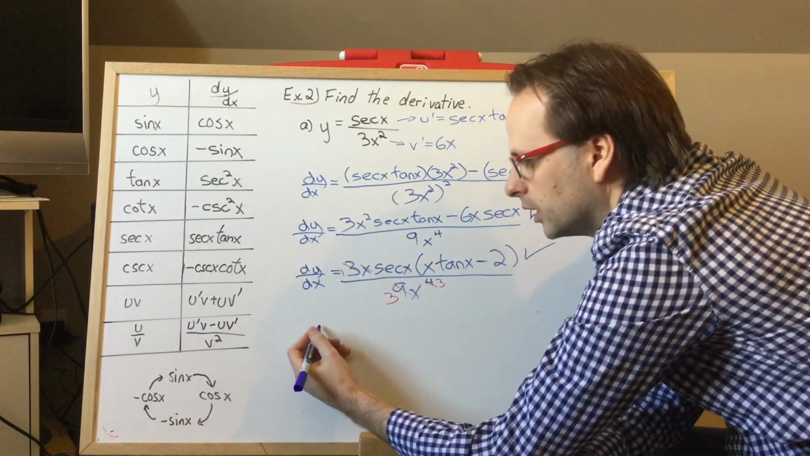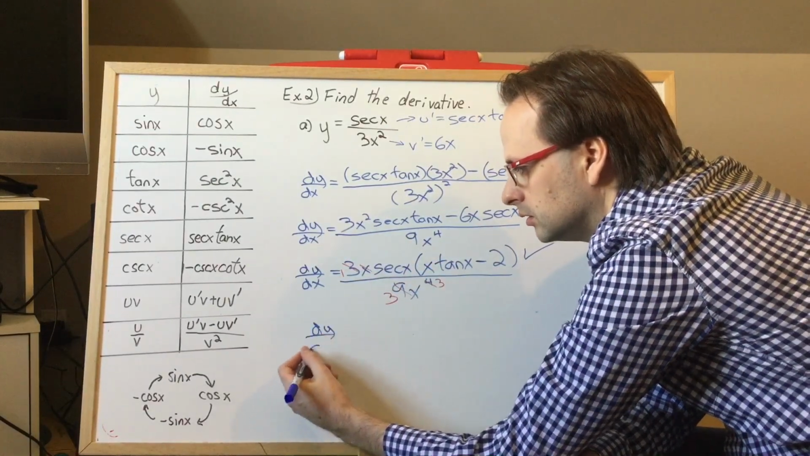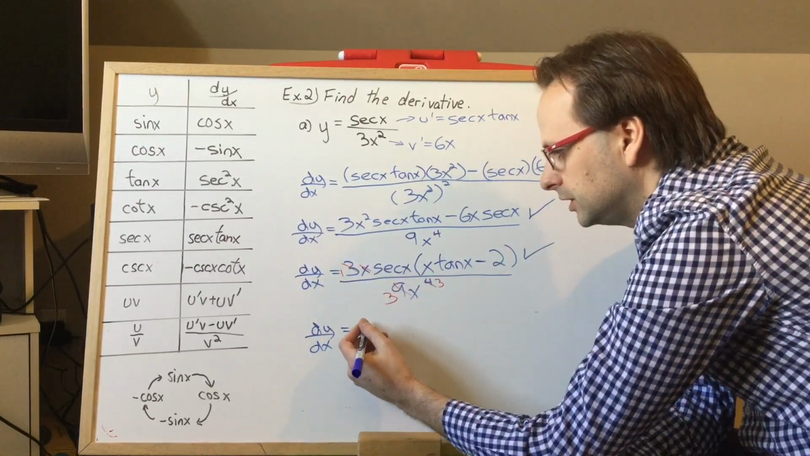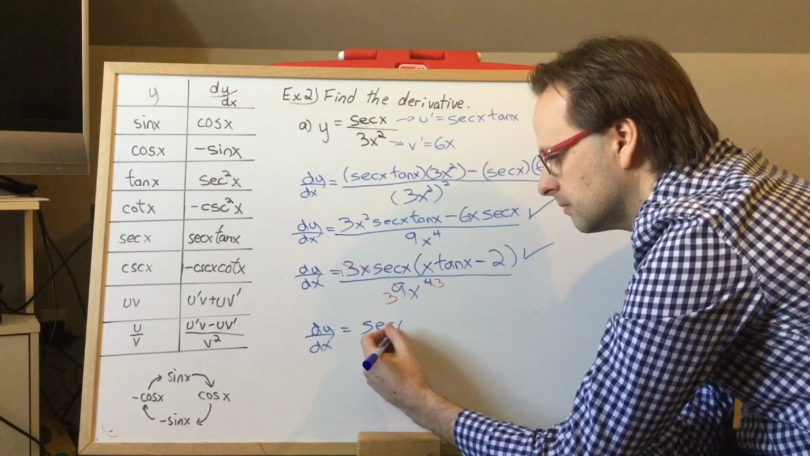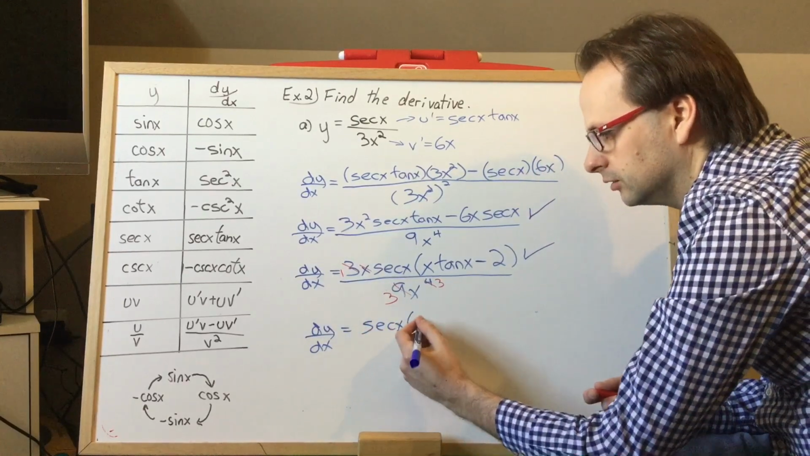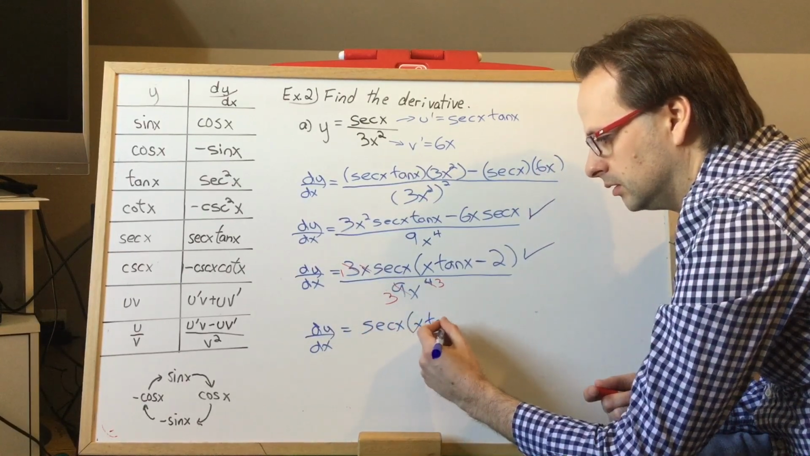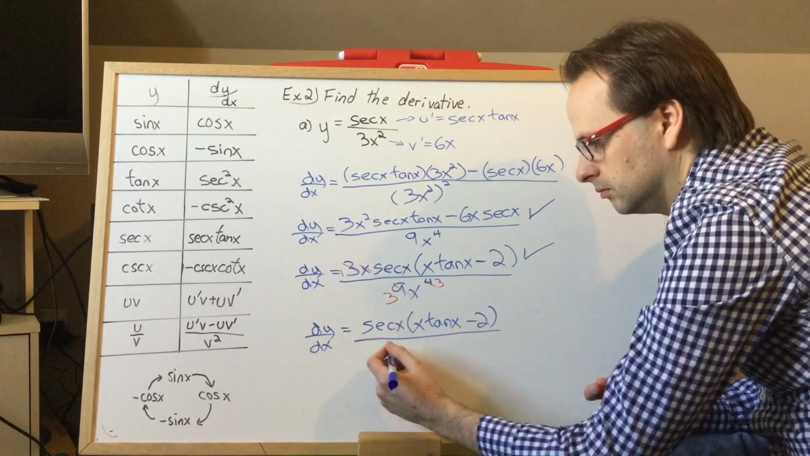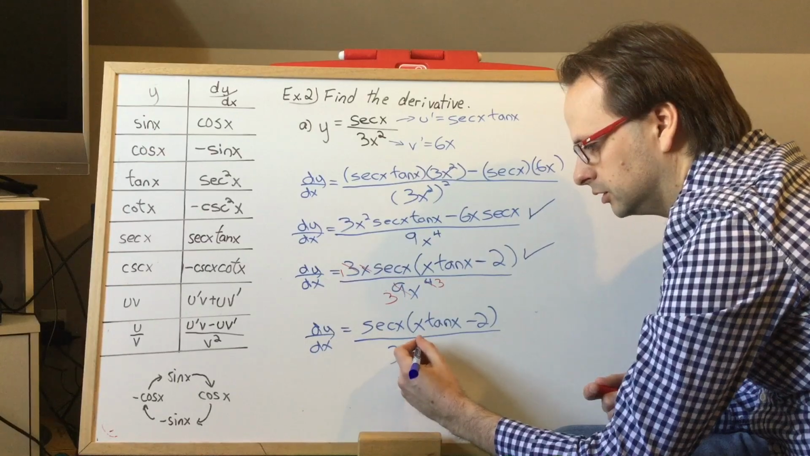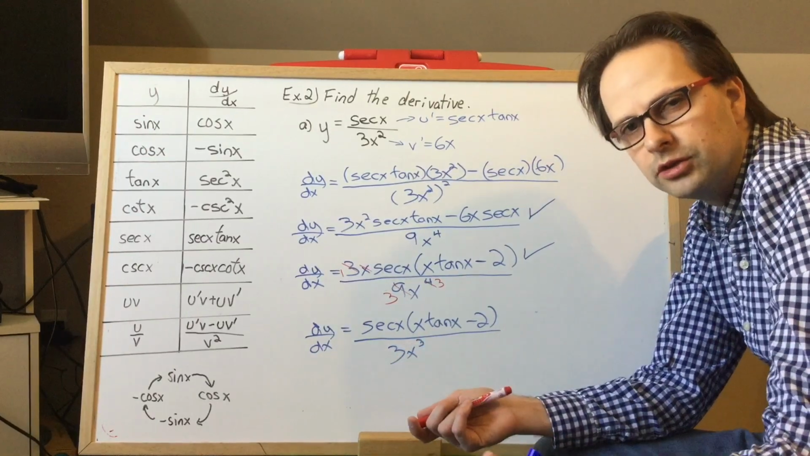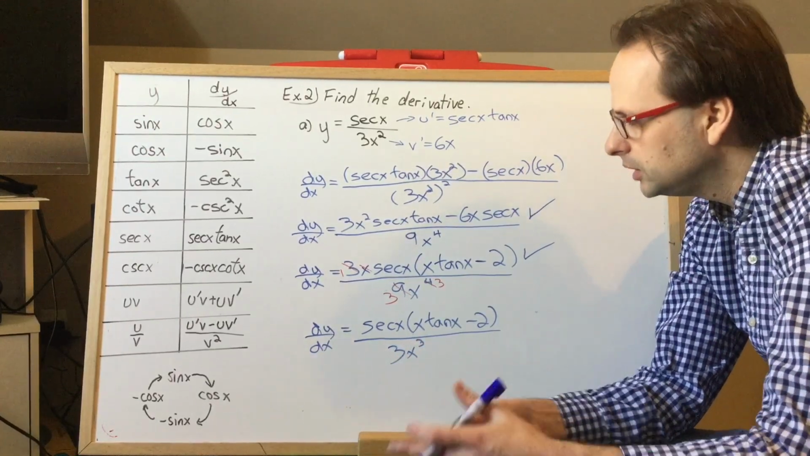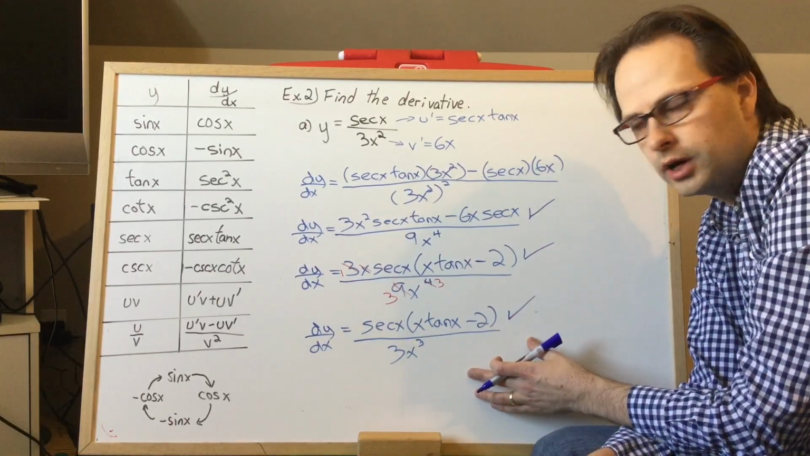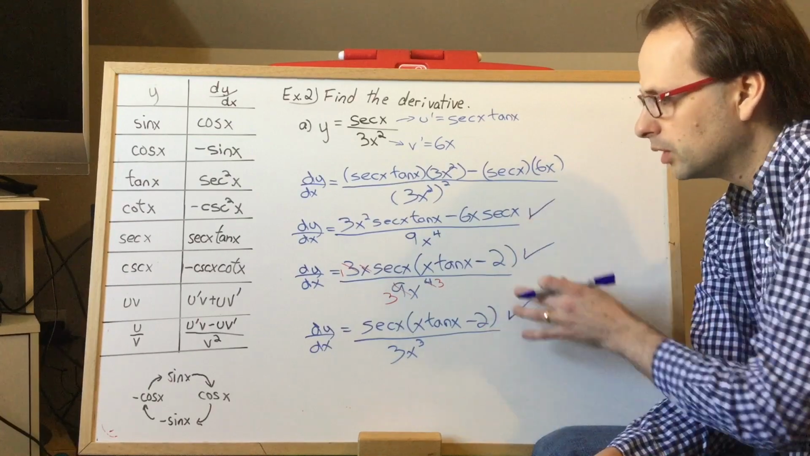So a way that I can write this is as secant x by x tan x minus 2 all over 3x cubed. If we can easily reduce, we probably should. If we can't, we can just leave it as is. And this is the prettiest form that we've got so far. But those other ones were okay as well.